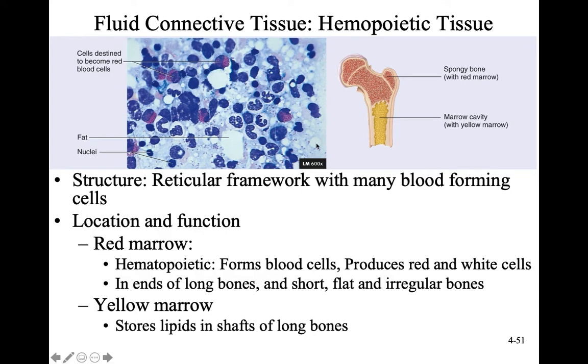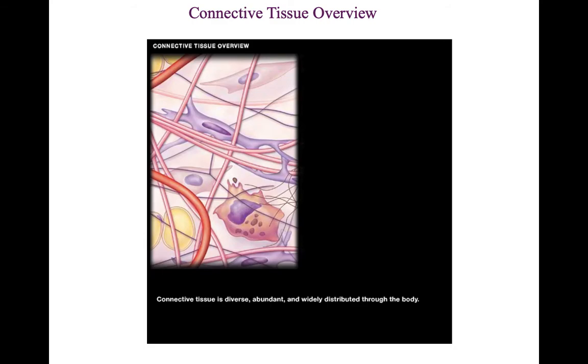The yellow marrow down in here, again in the center of long bones, really is all about storing fats or lipids. And so this is an energy storage area for utilization as we form these cells up in here. So it provides our energy network.